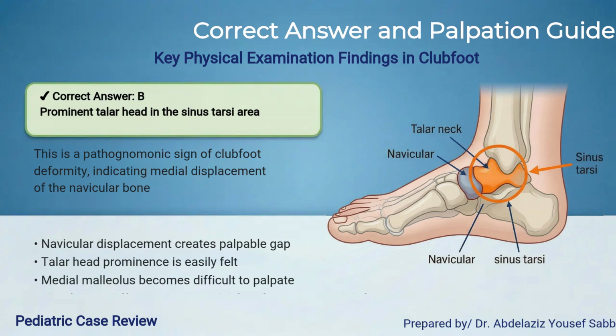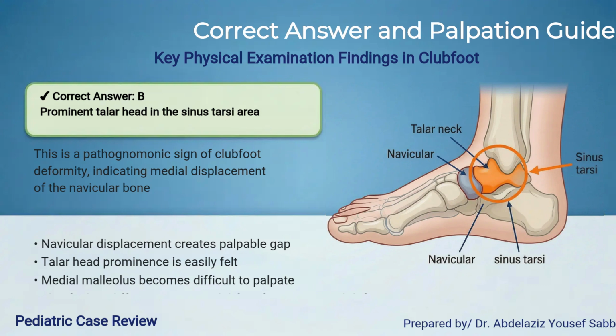This is a pathognomonic sign of clubfoot deformity, directly indicating medial displacement of the navicular bone. When the navicular displaces medially, it creates a palpable gap in the sinus tarsi region, allowing the talar head to become unusually prominent and easily felt by the examining hand. Four key palpation findings follow from this anatomy.